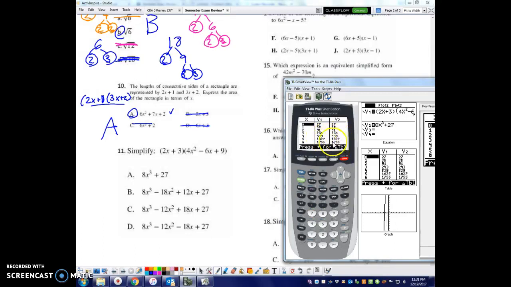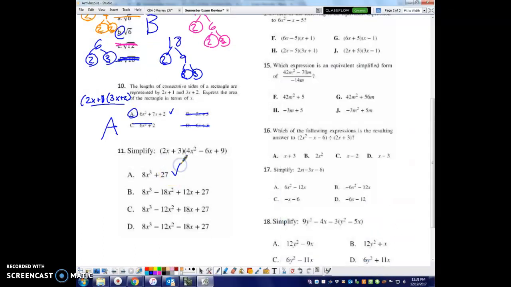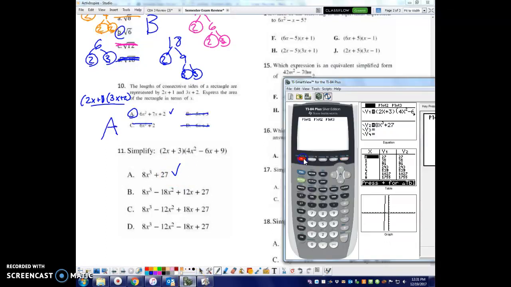Do they look exactly the same? Yes, they do, but we're going to check all of them because you don't just take the first option. Okay, so 8x to the third minus 18x squared plus 12x plus 27. Go to your table. Do they look exactly the same? No. Next one.